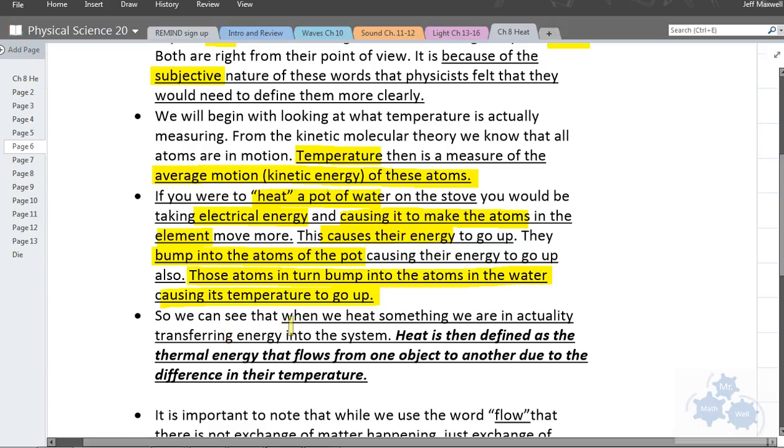Okay. So when we heat something up, we're actually transferring energy. We talked about transfer of energy earlier in the class. Heat is defined as thermal energy that flows from one object to another, and that is due to the difference in temperature. Very important statement right there. That's what heat is. It's the flow of energy from one object to another, and that's due to the difference in temperature.